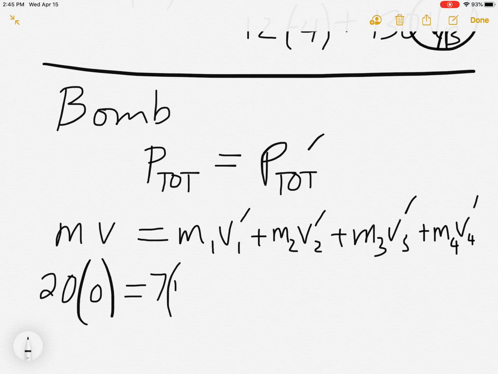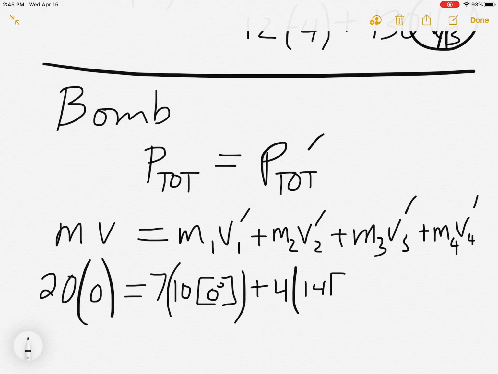So we have the first piece, 7 kilograms, and its velocity is 10 meters per second, but it has a direction of 0 degrees. You can see what's going to happen here. Not only do we have 4 pieces to deal with, but they're moving in 2 dimensions, which means all of our additions and subtractions will have to be vector additions and vector subtractions. So there's going to be some triangles here. Okay, now the next piece is a 4 kilogram piece, and its velocity is 14, but with a direction, and that direction is 270.